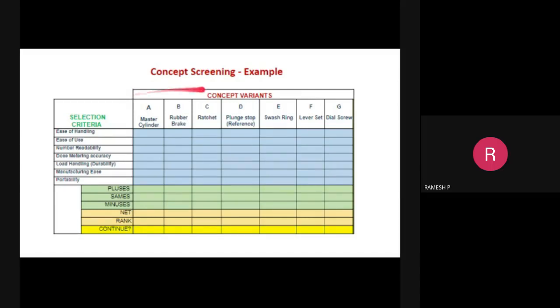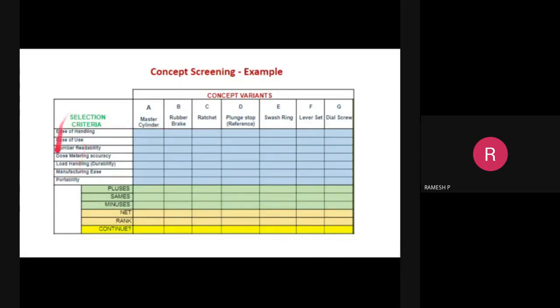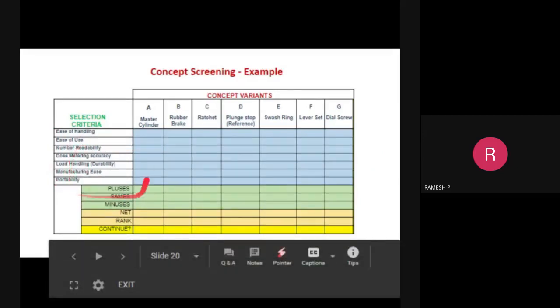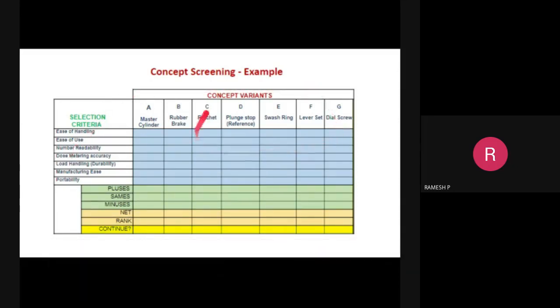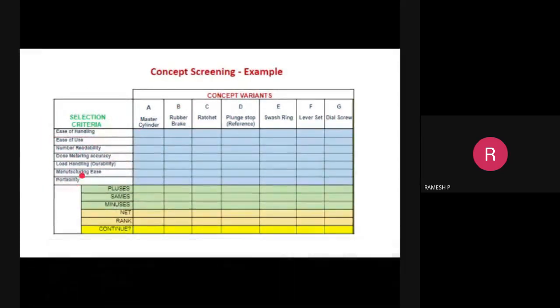Okay, so here in the concept screening, in the example provided in the text, we have seven different concepts with seven different selection criteria. It is not like it must be 7 and 7. It can be anything. It can be 5 or it can be 10. Here it can be 3, 4, 6 or 7, whatever it is. It is based on how the product development team comes across such different concept variants and the corresponding selection criteria. The most important selection criteria are provided by the customer needs.